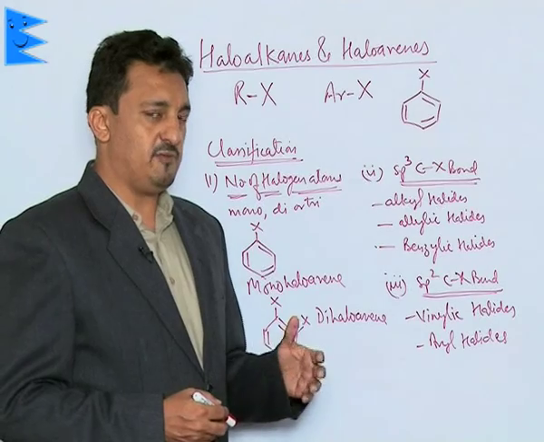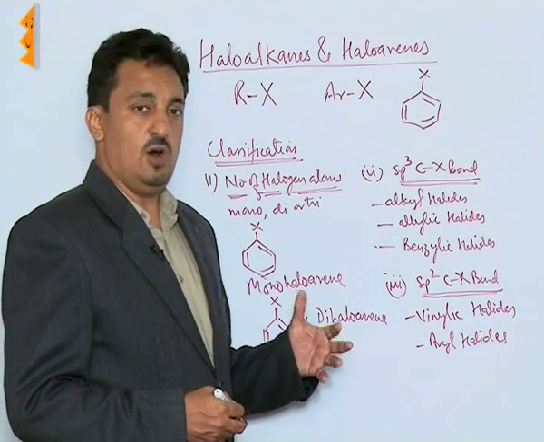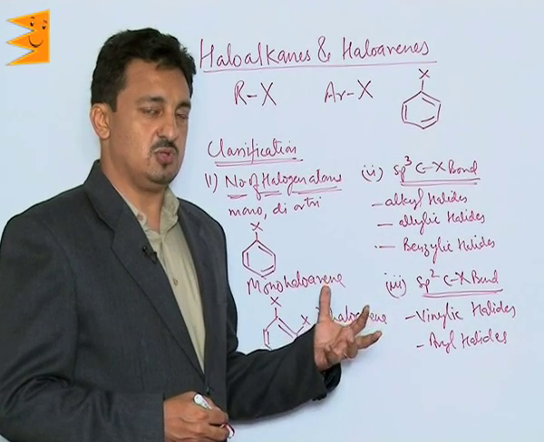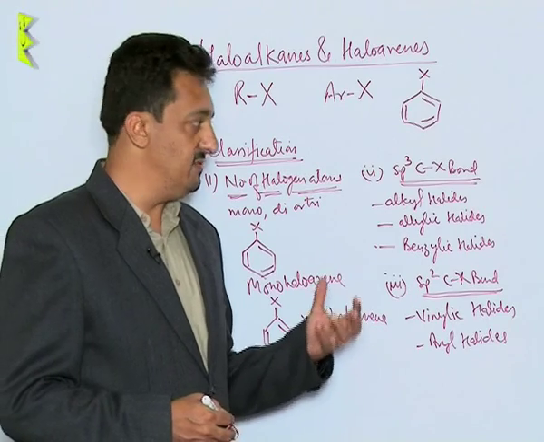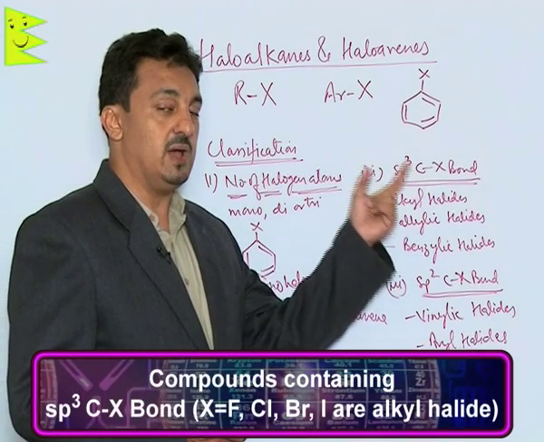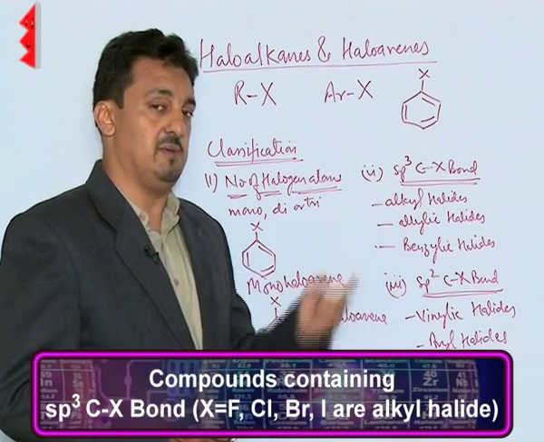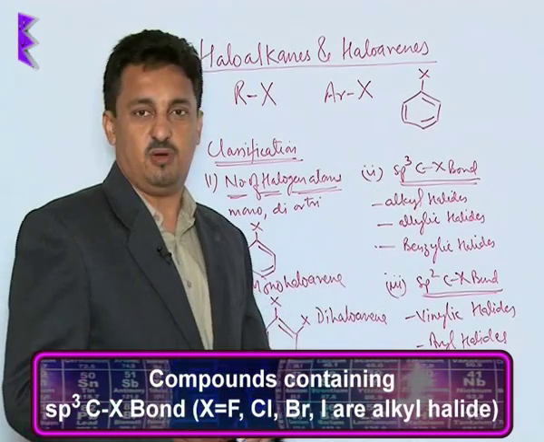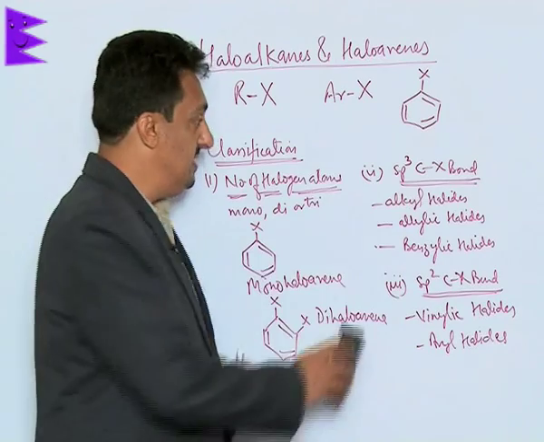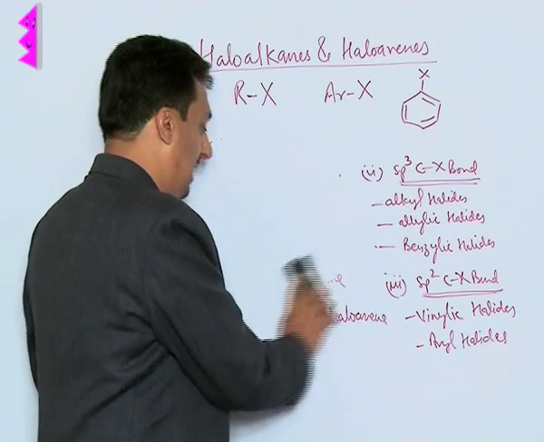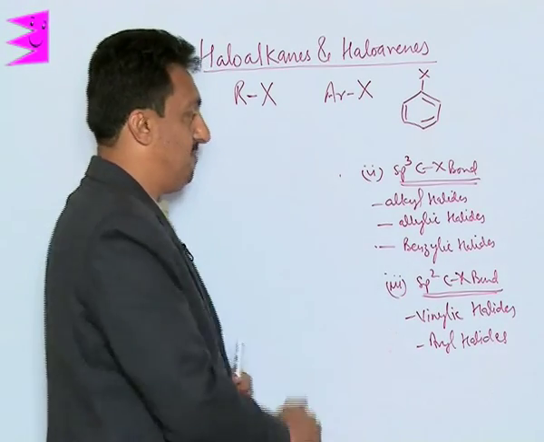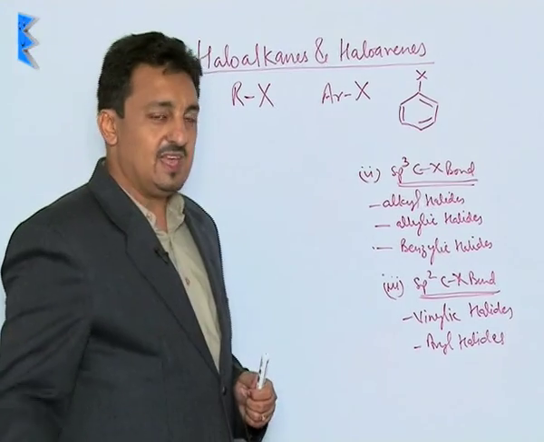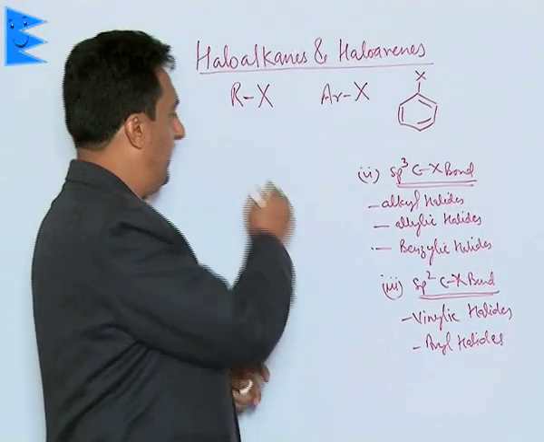The second type of classification is of those halogen containing compounds in which the halogen is bonded to an sp3 hybridized carbon atom. So the second classification is the sp3 C-X bond. The carbon in these halogen containing compounds will be sp3 hybridized. Now they can be of three types. A very simple one.